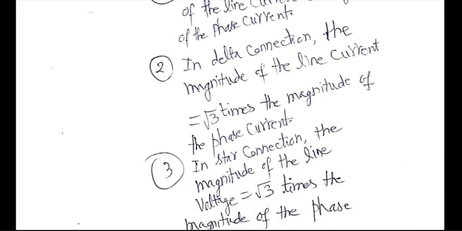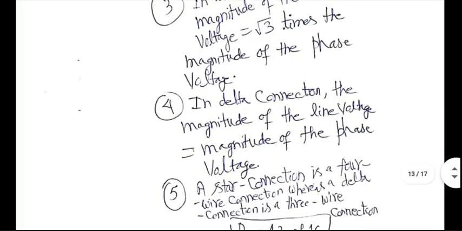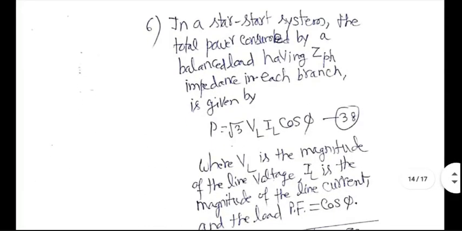In the star connection, the magnitude of the line voltage is higher by a factor of square root of 3. In the delta connection, the line voltage magnitude is the same as the magnitude of the phase voltage. The total real power consumed in the load in a balanced system is given by the same formula, whether it's a delta-delta system or Y-Y system. We are going to do the derivation for delta-delta system very soon.